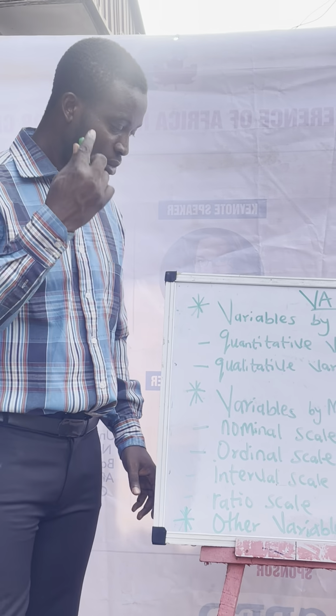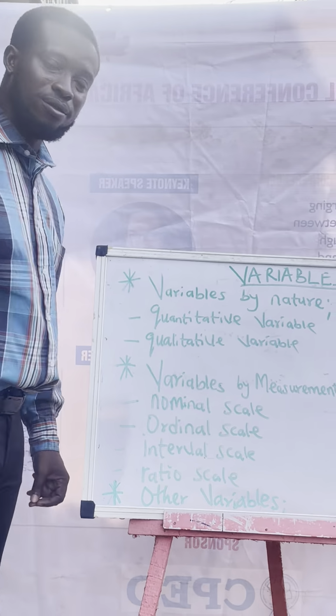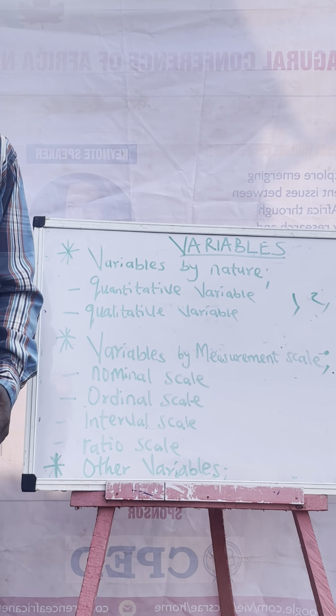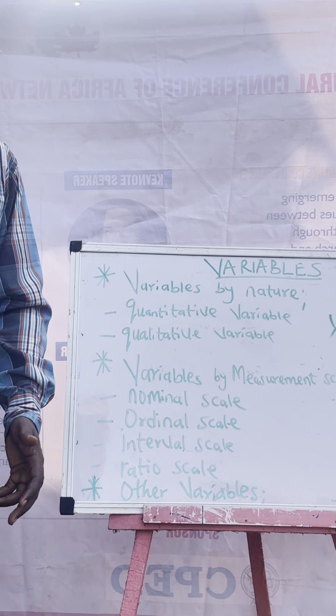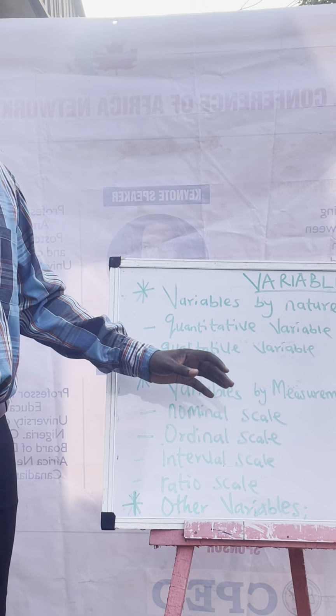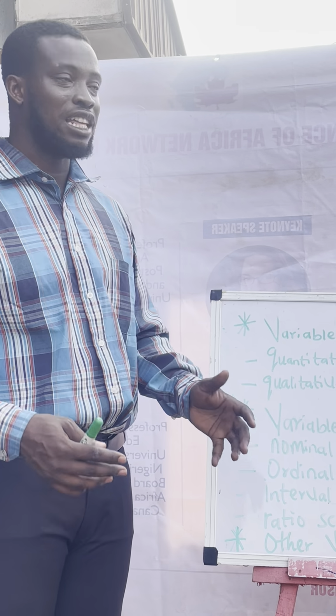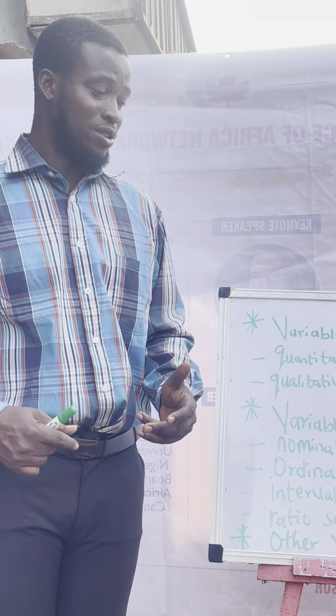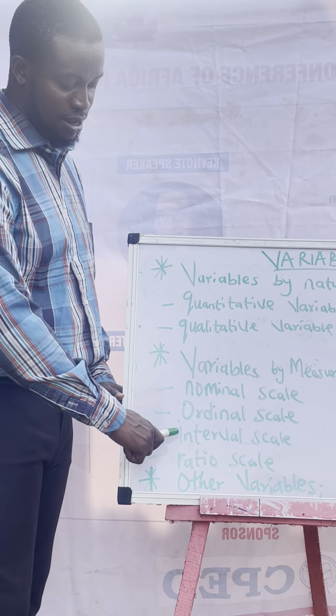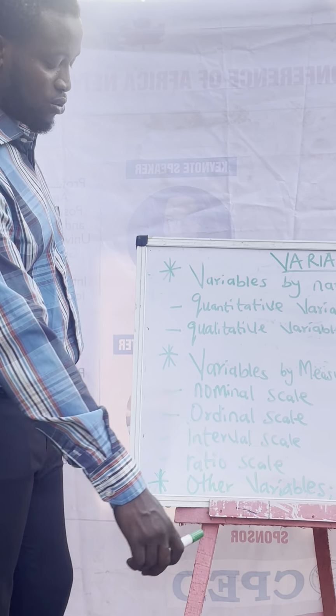Then variables by measurement scale. Measurement scales are the various ways in which we get our measures when we collect our data. There are various scales that we intend to use, and we need to know them. Very critical too, same as when you are doing your data analysis in chapter 4, and it depends on what you are doing. So in view of this, we have the nominal scale, ordinal scale, interval scale, and ratio scale.